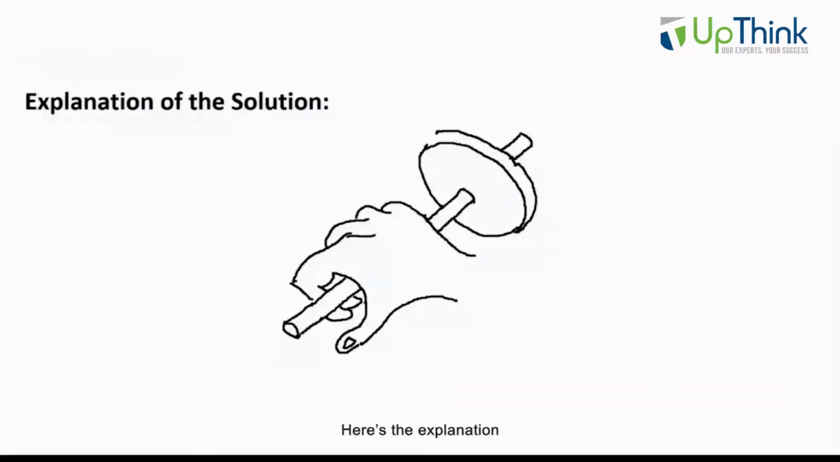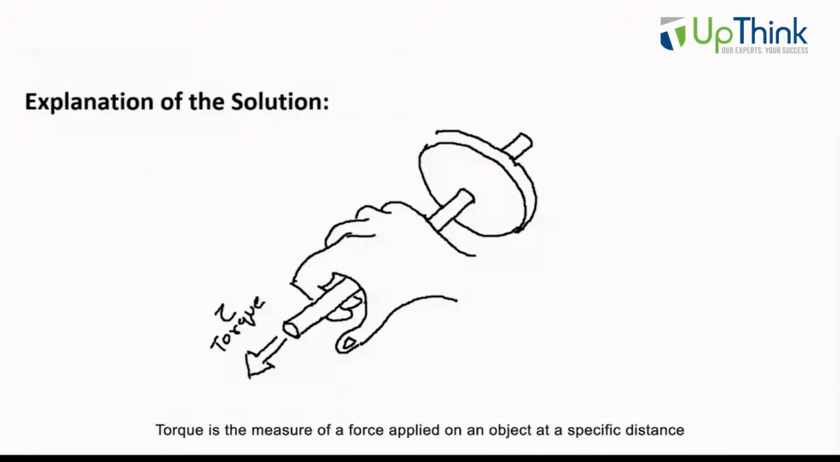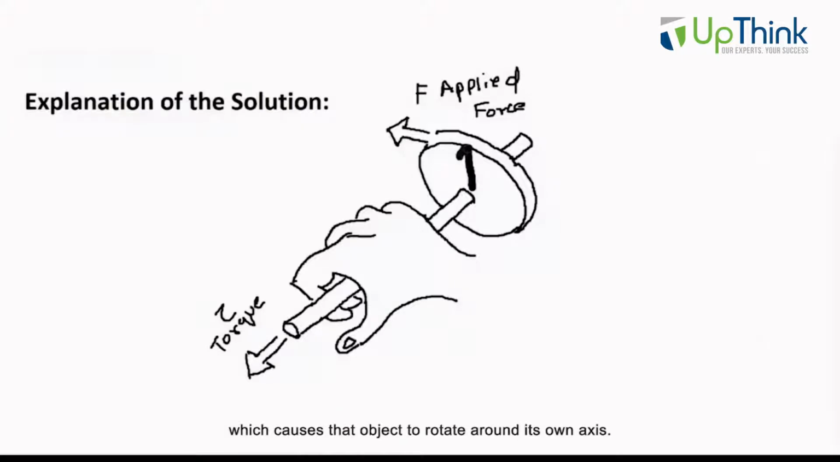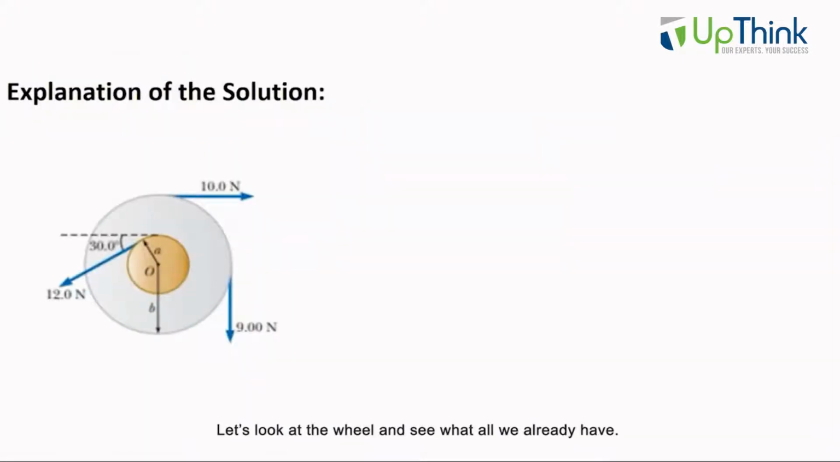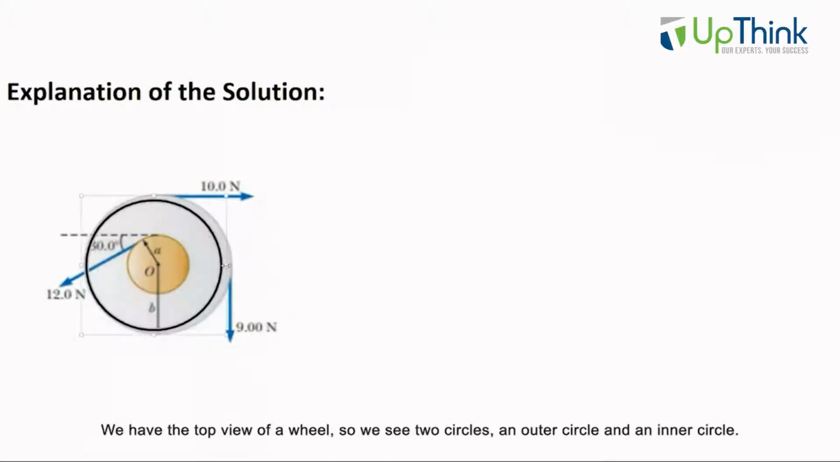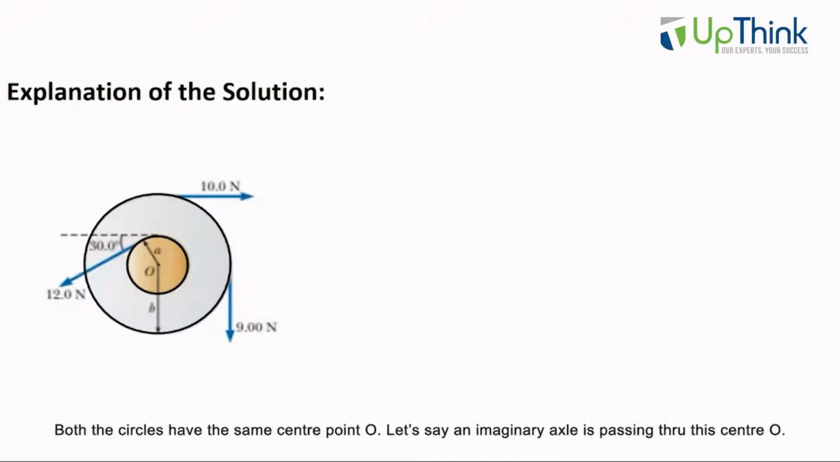Here's the explanation. Torque is the measure of a force applied on an object at a specific distance, which causes that object to rotate around its own axis. Let's look at the wheel and see what all we already have. We have the top view of a wheel, so we see two circles, an outer circle and an inner circle. Both the circles have the same center point, O. Let's say an imaginary axle is passing through this center O.